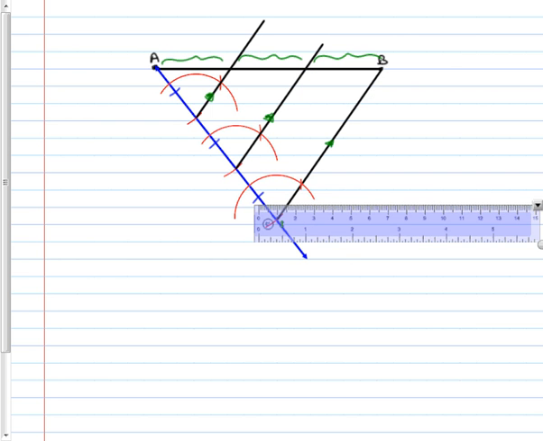So this construction actually works to trisect, quadrisect, 4 congruent parts, 5 congruent parts, 6, 7, 8, 9, you got it. You can now do it with this construction.